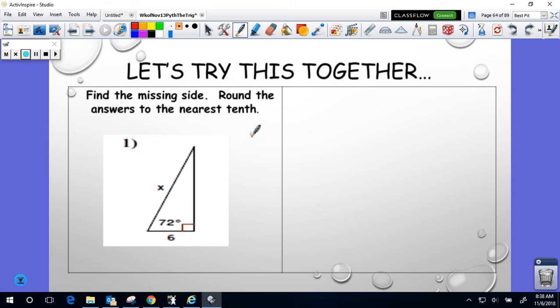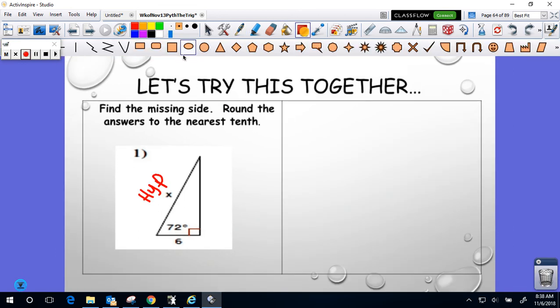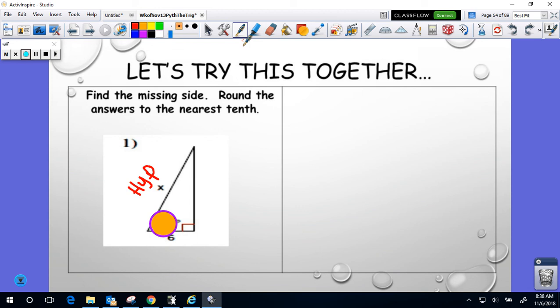So we're going to try this problem together. It says find the missing side, round the answer to the nearest tenth. Here they gave us the angle, and the slanted side is always called the hypotenuse, and we're going to try to find this hypotenuse. Because I don't have my finger, I'm going to use a shape to cover this right here, and this is going to help me label the other sides. The side that this shape is touching is the adjacent side, and the side that the shape is not touching is the opposite side. I'm going to move this over to the side because we need that angle still.